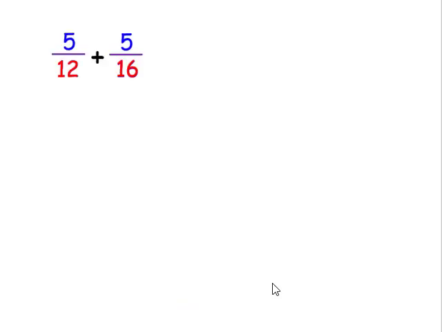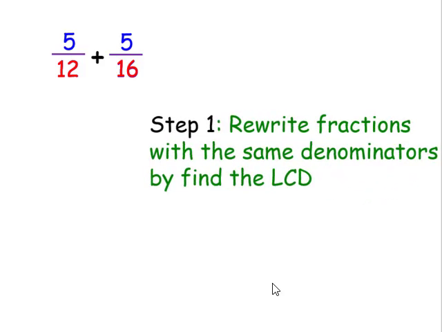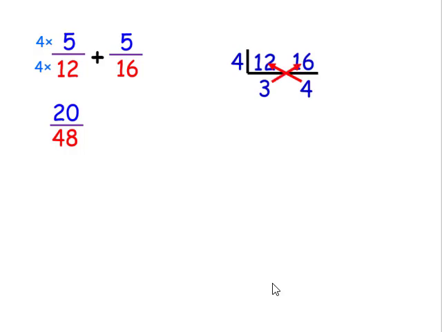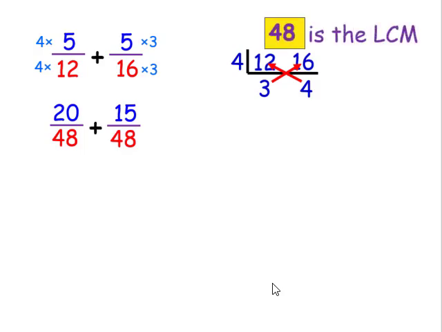When adding unlike fractions, we're going to have to do a little bit more work. Step number 1, we're going to rewrite fractions with the same denominator by finding the LCD. What number can we factor out of 12 and 16? That would be 4. 12 divided by 4 is 3. 16 divided by 4 is 4. Now, the fraction that has a denominator 12, we're going to multiply the top and bottom by 4. The fraction that has a denominator 16, we're going to multiply the top and bottom by 3. This leaves us with 20 over 48 plus 15 over 48, where 48 is the LCD.